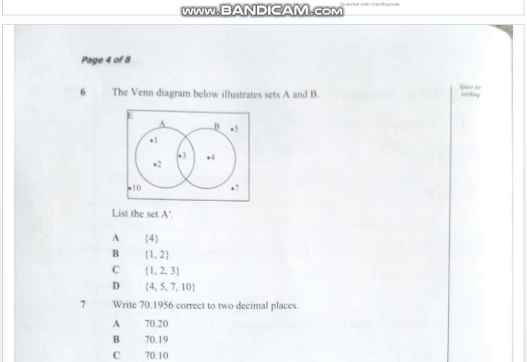So the set A complement, complement means elements that do not belong to. So here, we're looking for elements that do not belong to set A. And those are 4, 5, 7, and 10. These elements are outside set A. So that's what we're looking for. And the answer is D. So D is 4, 5, 7, and 10.